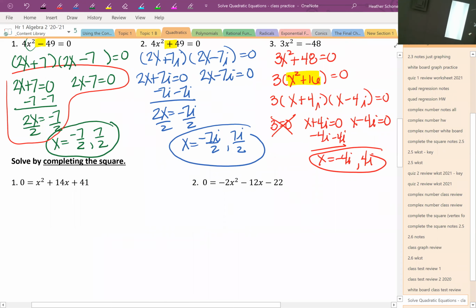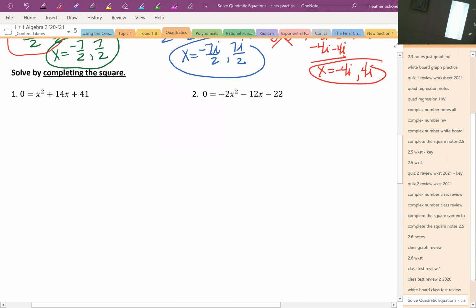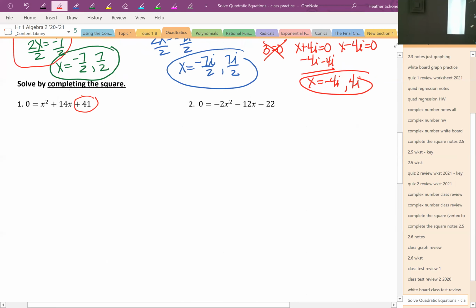Okay, the next one, we're going to solve by completing the square. So when we solve by completing the square, the first step is to take this positive 41 and move it to the other side. Now we did two things with completing the square. One, we rewrote it in vertex form, and two, we solved. But the process is very similar, so there's a lot of commonality and a lot of things to review here.